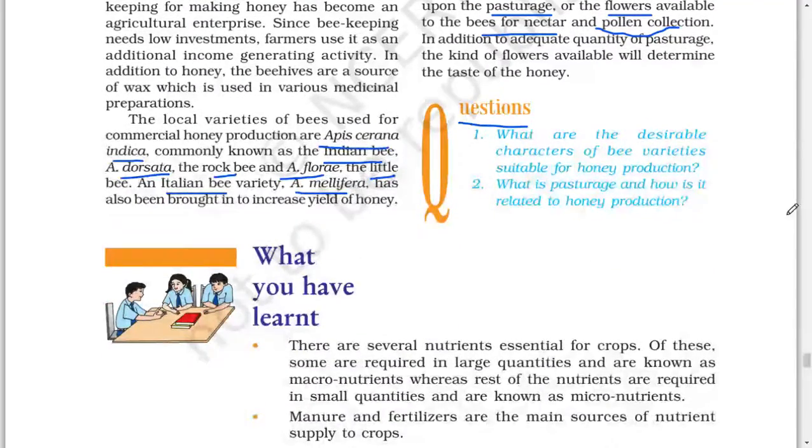Questions: 1. What are the desirable characters of the bee varieties suitable for honey production? 2. What is pasturage and how is it related to honey production?